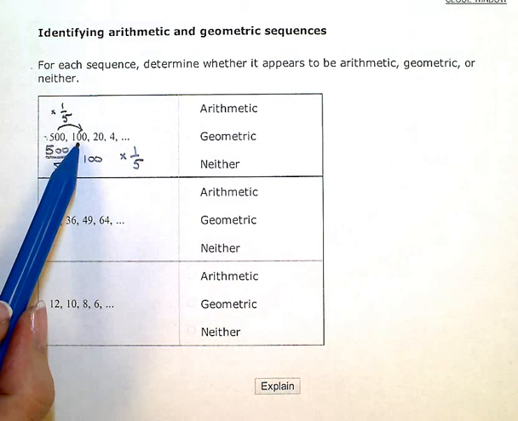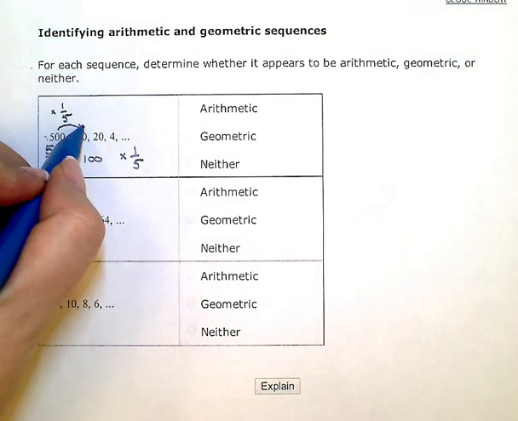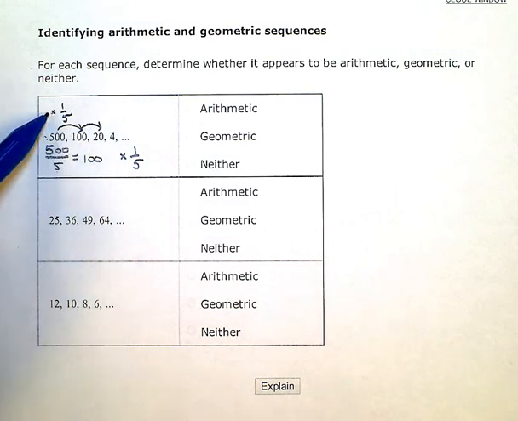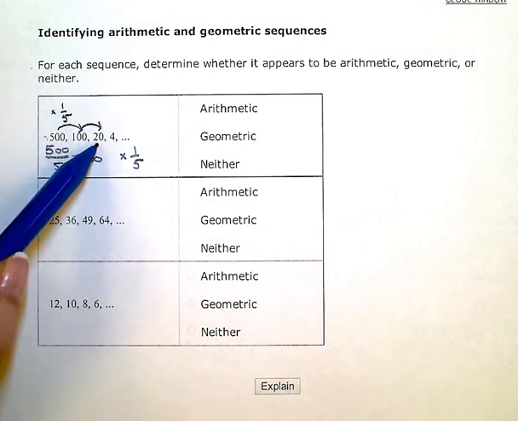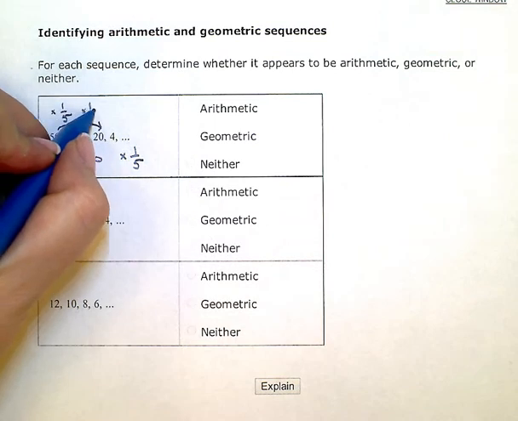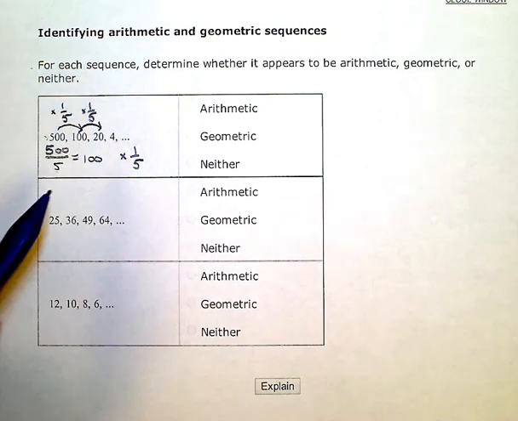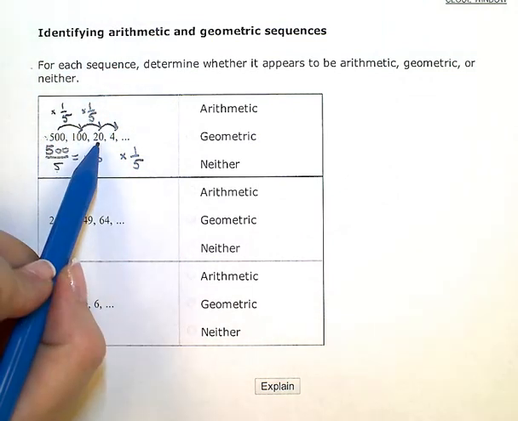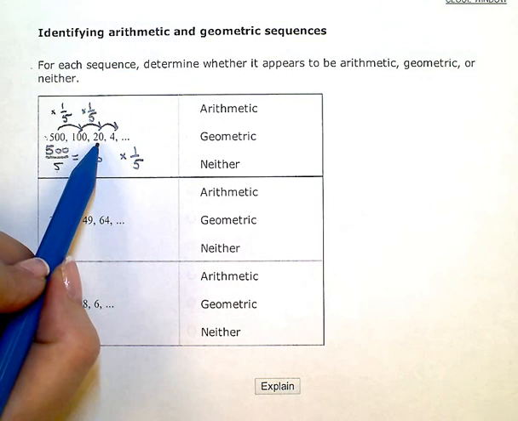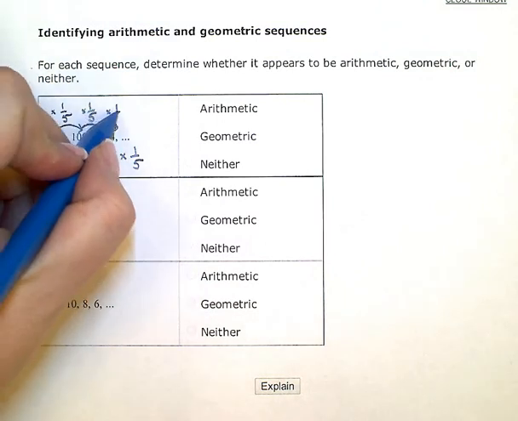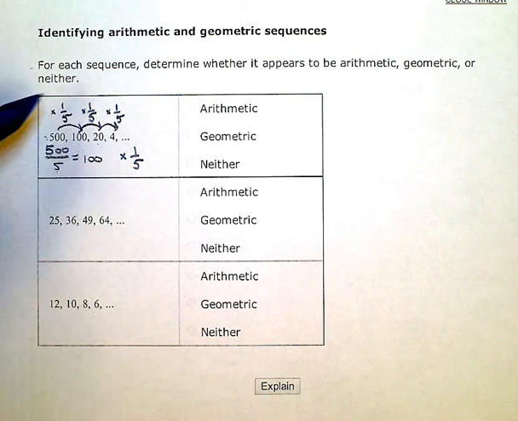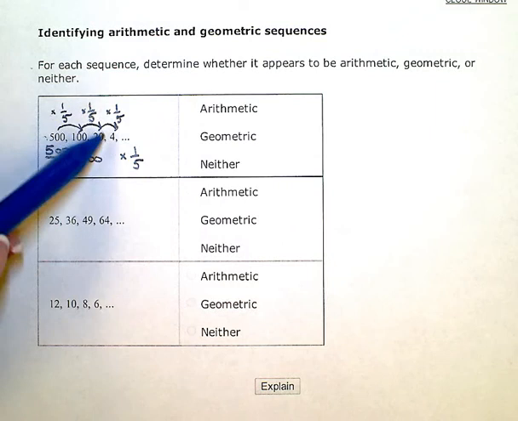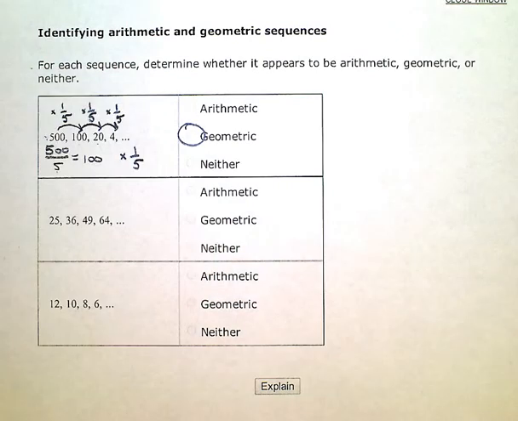So now I just want to see if this pattern holds. So if I do 100 and divide by 5, or multiply by 1/5, I do get 20. And again, if I take 20, a fifth of 20, or 20 divided by 5, I get 4. So this pattern of multiplying by the same number to get from one term to the next seems to hold, so I'm going to mark this sequence as geometric.